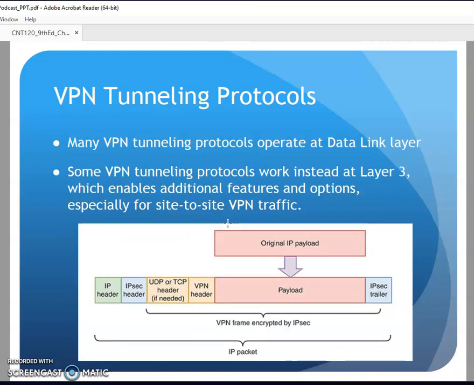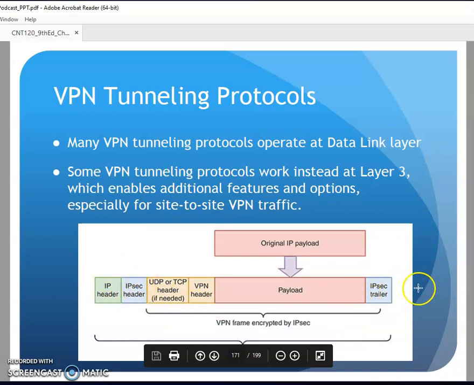Many of our VPN tunneling protocols operate at the data link layer. Some will work at layer 3, but a lot of them are going to work at layer 2. And they're showing you here that the original IP payload becomes the payload of our VPN that we have here, and they're even showing encrypted by IPsec. So there's the IPsec header out here, and IPsec trailer.